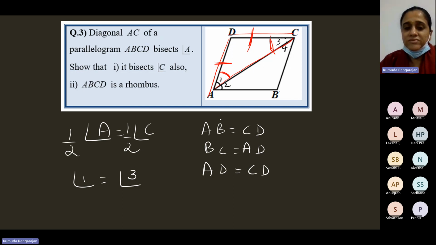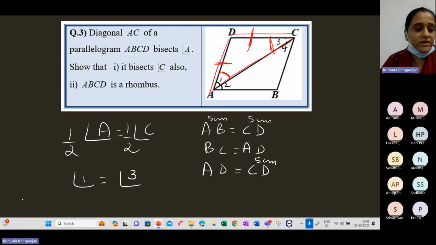Okay, let's just give some value. Say AB is 5 centimeter. So CD is 5 centimeter. And here you have CD, so CD here is 5 centimeter. Correct? Yes or no? You watch me, right or no?